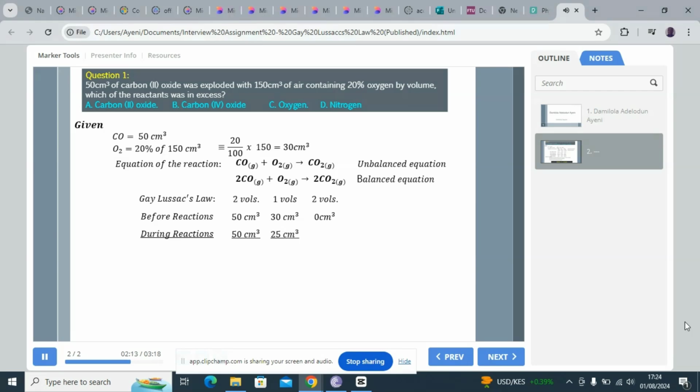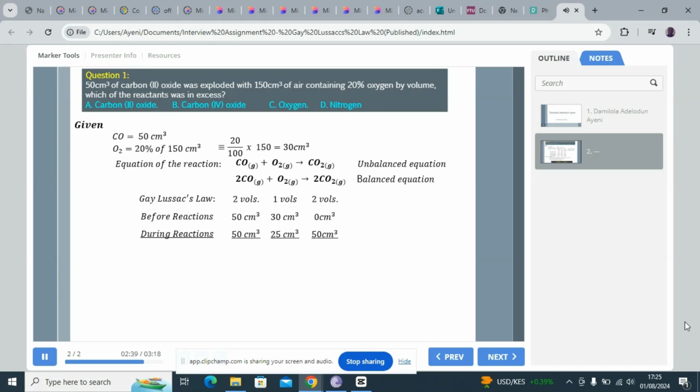So that will be 25 for oxygen. It has to react with the 50 cm cube of CO, and in the end, we will have 50 cm cube of CO2 being formed, following the same ratio, 2 to 1 to 2. So 50 cm cube of CO will require 25 cm cube of oxygen to give 50 cm cube of CO2, following our Gay-Lussac's law on volumes.